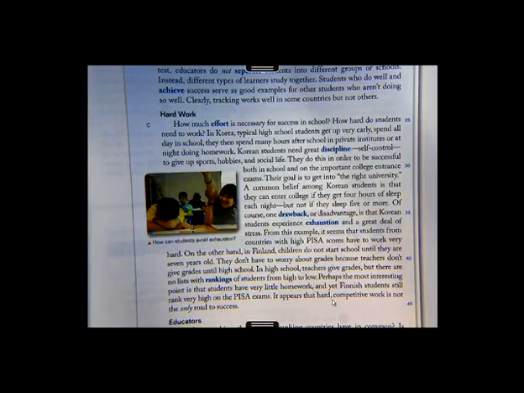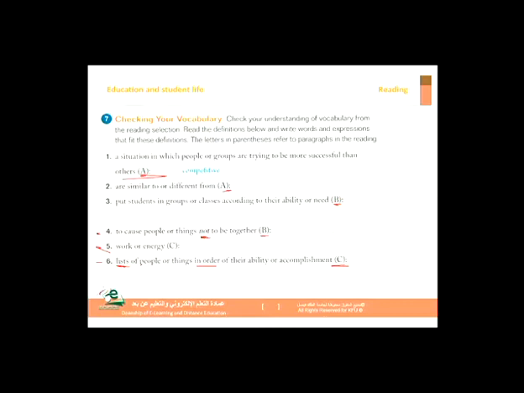And the correct answer is rankings. Rankings. How do you know that? Well, let's read the context. In high school, teachers give grades, but there are no lists with rankings, no lists with rankings of students from high to low. So this is how we know that rankings means lists of people or things in order of their ability or accomplishment.